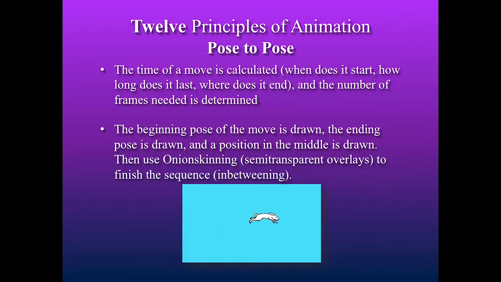Then, of course, pose to pose, the time of a move is calculated. When does it start? How long does it last? Where does it end? And the number of frames needed is determined. The beginning of the move is drawn. The ending pose is drawn, and a position in the middle is drawn, and then use the onion skinning, semi-transparent overlays, to finish the sequence, the in-betweening. And so there's an example of in-betweening, that running, jumping rabbit.